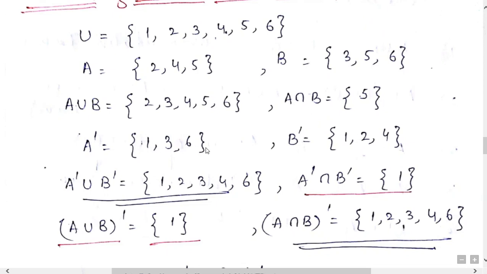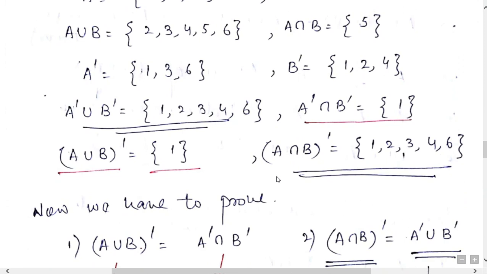Then if I have to write A complement, it's 1, 3, 6, because I have to delete 2, 4, 5 from the universal set. What about B complement? Delete 3, 5, 6 from the universal set, so I can write 1, 2 and 4. Then the union of the complements is 1, 2, 3, 4, 6. Then find the intersection of A complement and B complement. It's 1. Now (A union B) complement, the answer is only 1. And (A intersection B) complement: delete 5, leaving 1, 2, 3, 4 and 6.